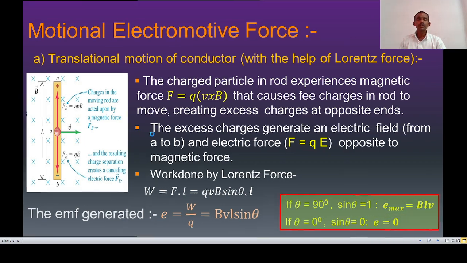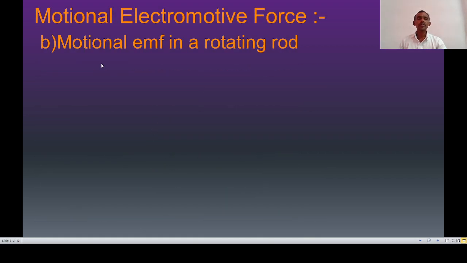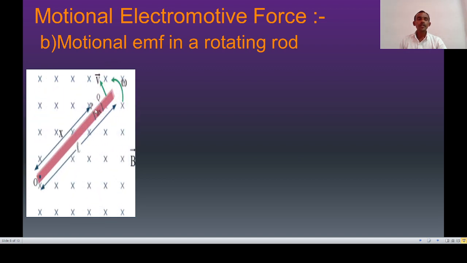Now we are discussing the motional EMF in a rotating rod. In this case, we consider a rod of length L, pivoted at one end, rotating with an angular velocity omega in a uniform magnetic field B.